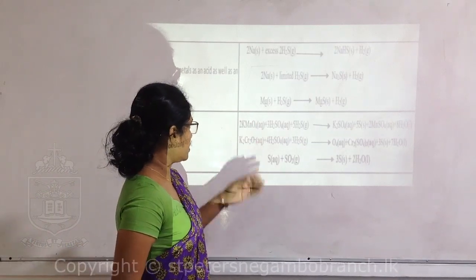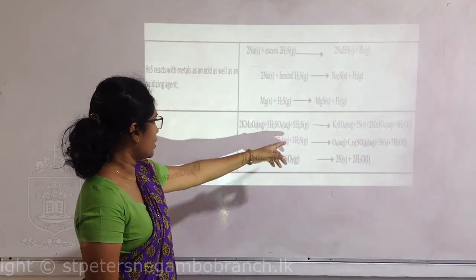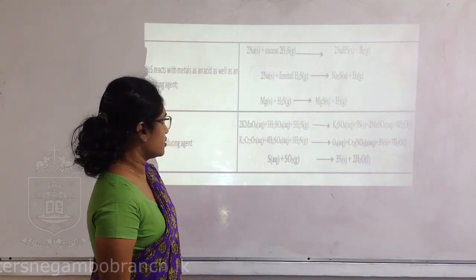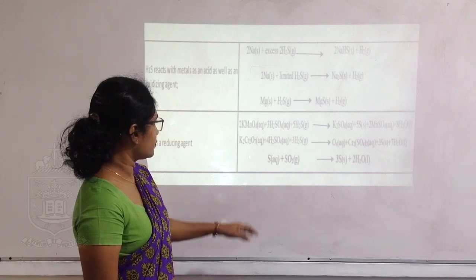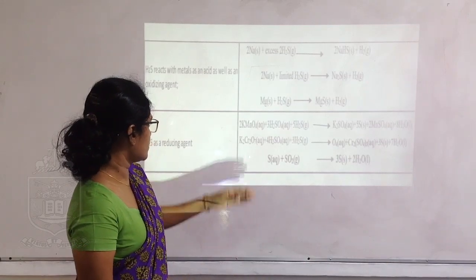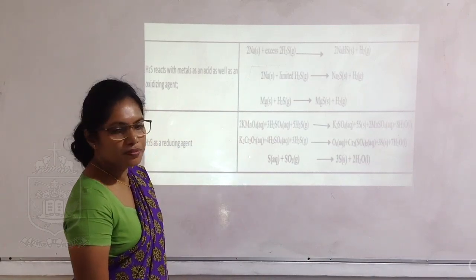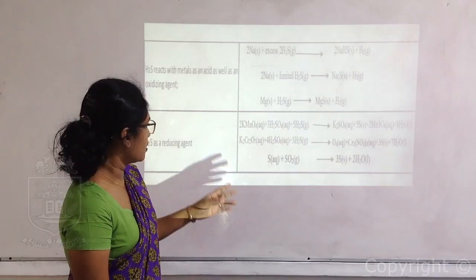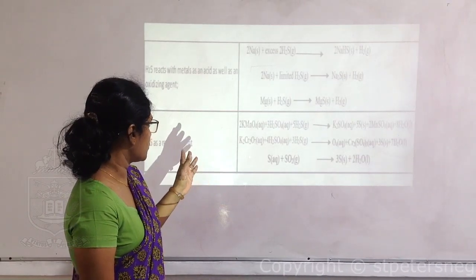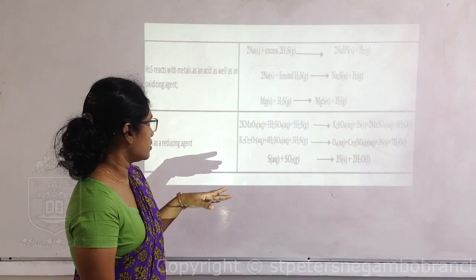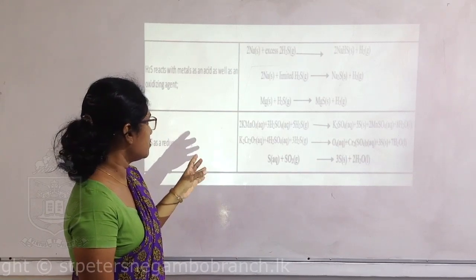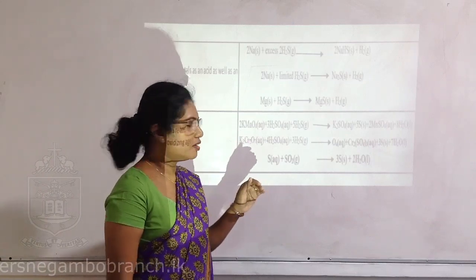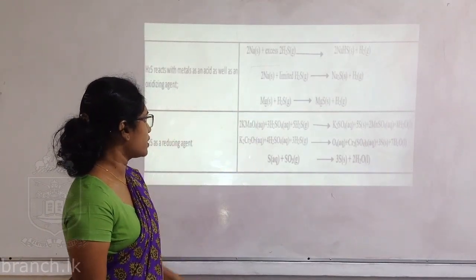There are three examples here. Hydrogen sulfide reacts as a reducing agent. So you can compare the products and you can check what are the oxidized elements and reduced elements in these reactions.